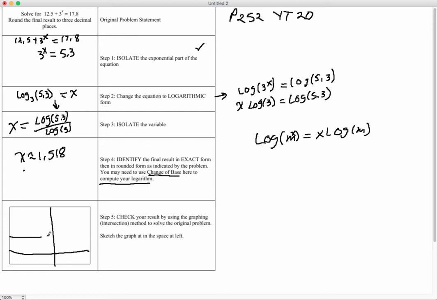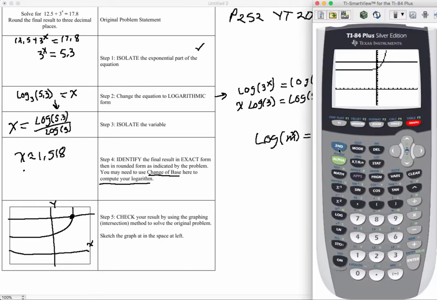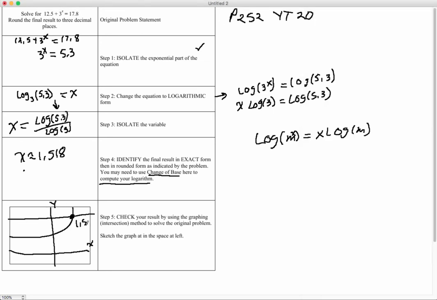Now I'm going to make a reasonable facsimile of that onto my homework paper. Here's our growing exponential, here is our horizontal line, and we've got a point of intersection right there. Let's see if we can find that point of intersection. Hopefully it comes out to 1.518. We go second calc, number 5 for intersect, and hit enter for the first curve, enter for the second curve, and enter the third time for the best guess. And look at that, we got 1.518 approximately again, so that makes me smile.